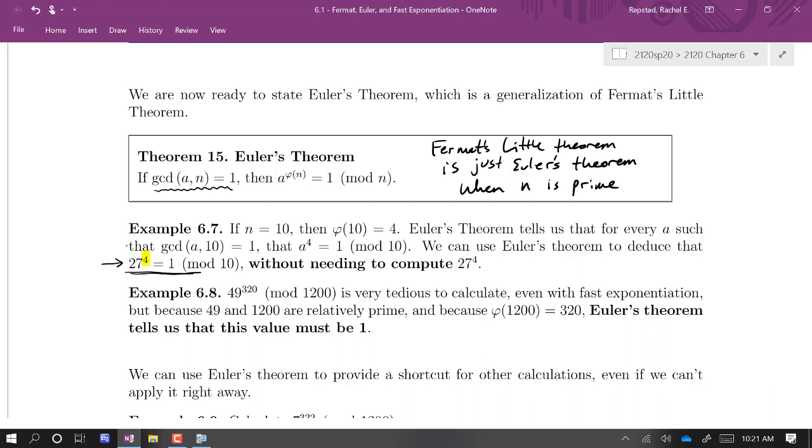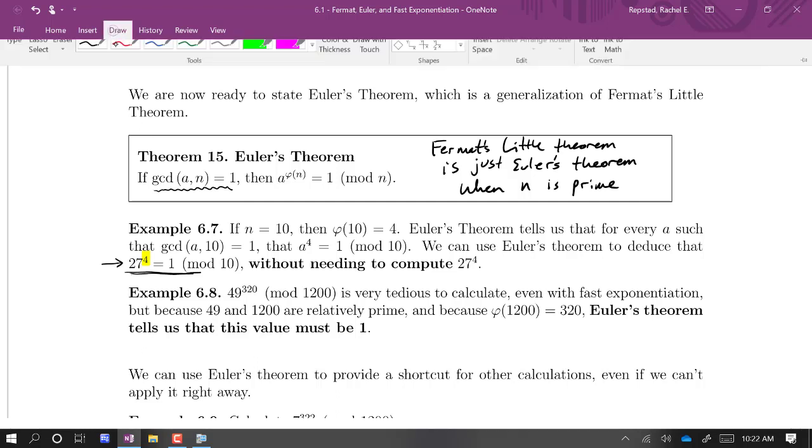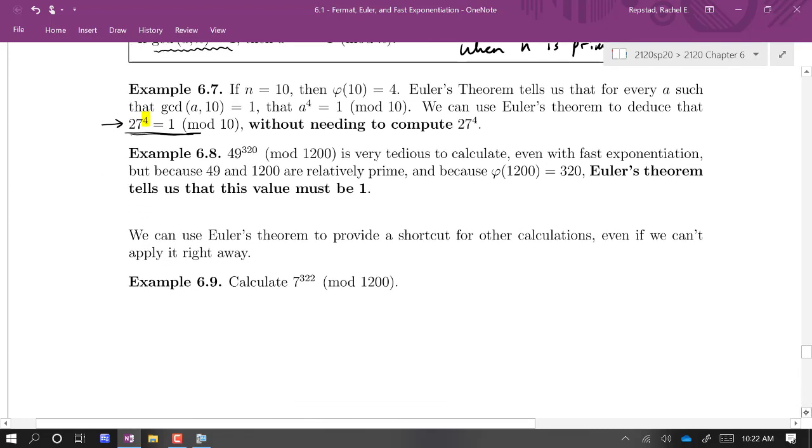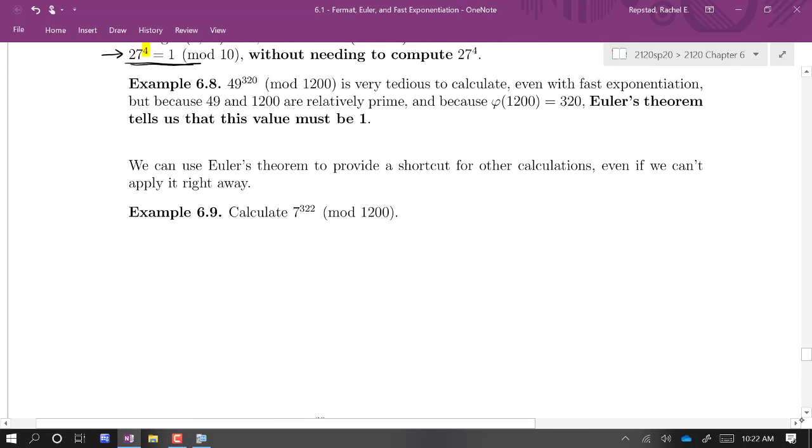So 49 raised to the 320 power can be pretty tedious to calculate even with fast exponentiation, but 49 and 1200 are relatively prime to each other, and 320 is equal to phi of 1200. So that tells us that 49 to the 320 power mod 1200 is 1, doing no calculations at all. And even when Euler's theorem doesn't allow us to directly get to the result that we're looking for, it can be used to help us find efficiencies.